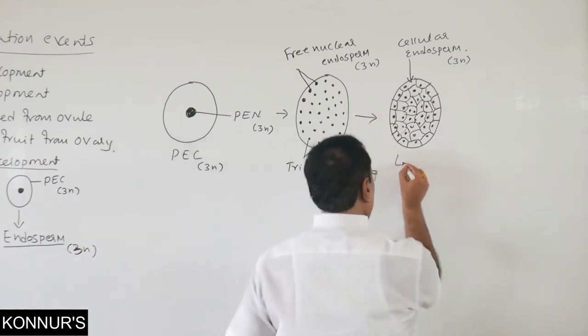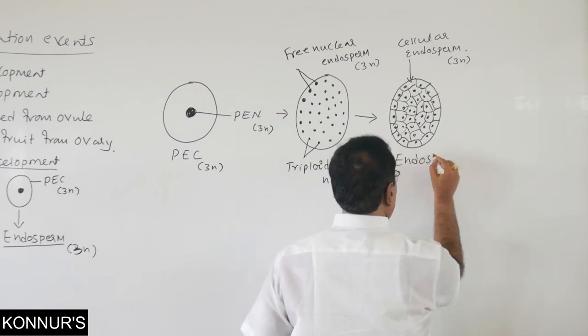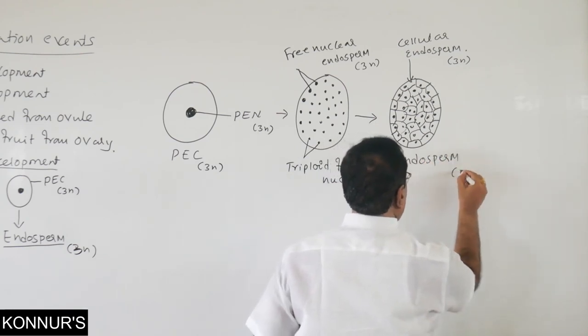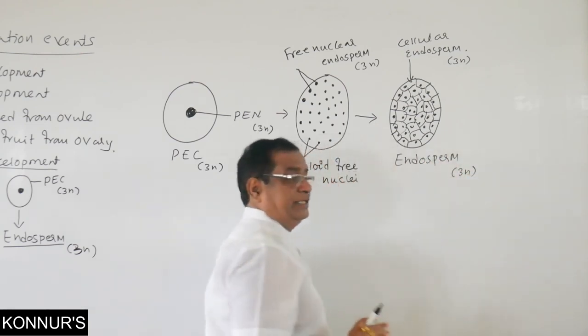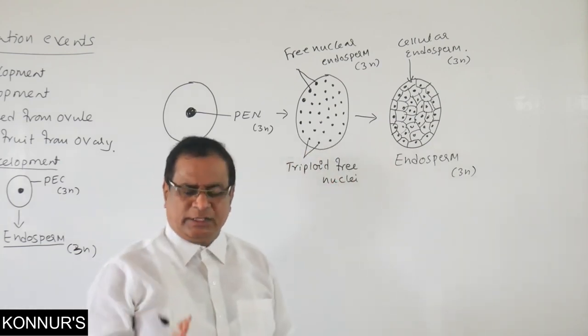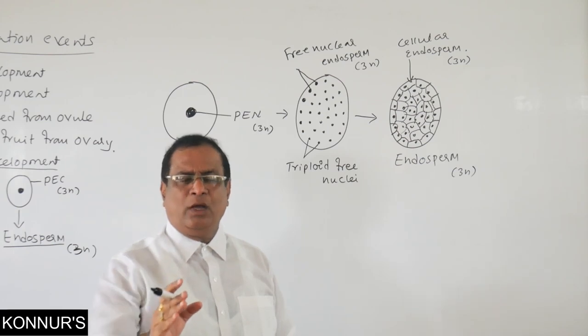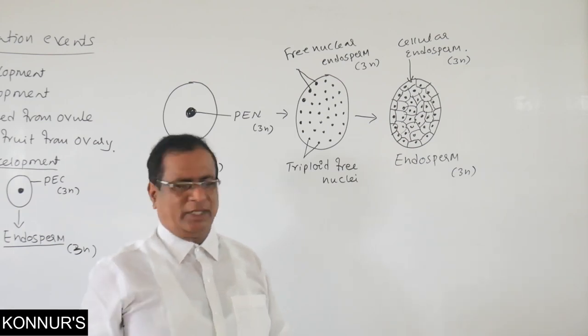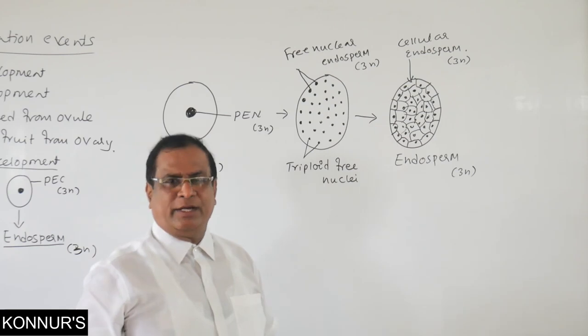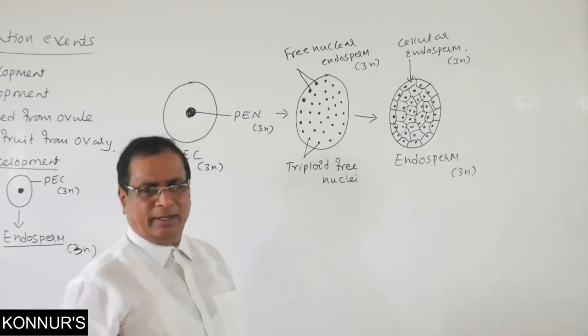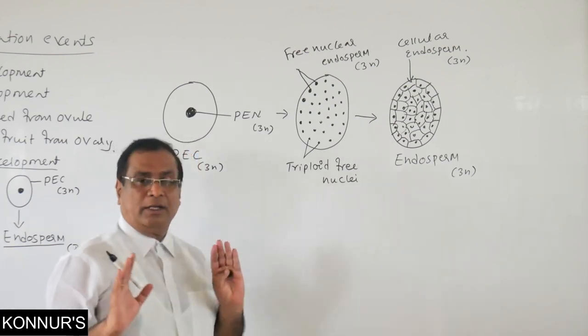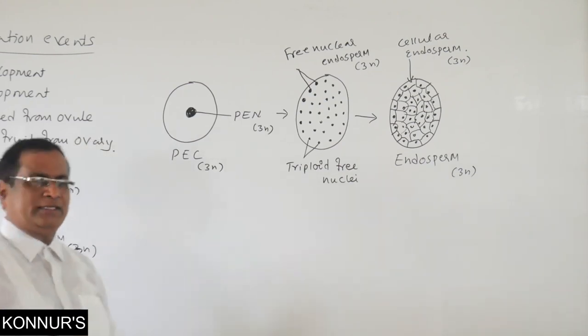This becomes endosperm as well. It is a triploid tissue, a nourishing tissue. It is filled with reserved food. That food can be provided to the growing embryo as well. How does that endosperm formation take place?